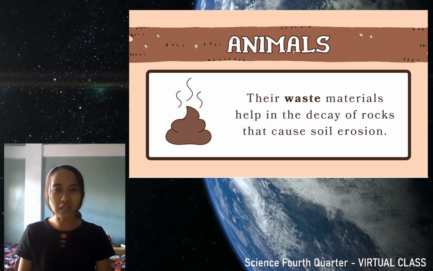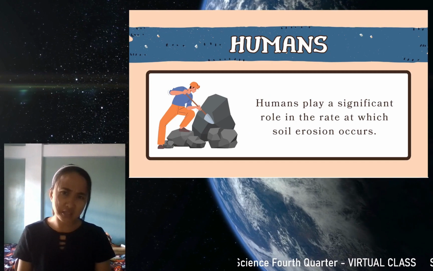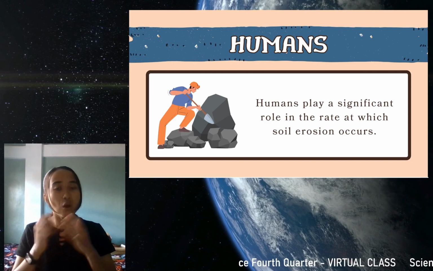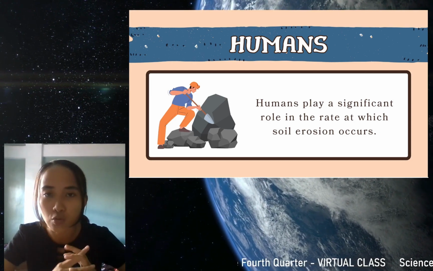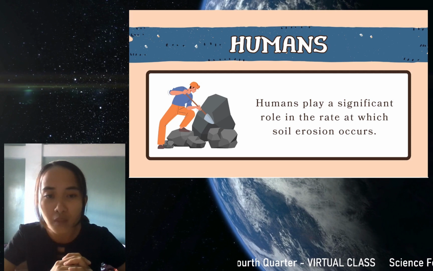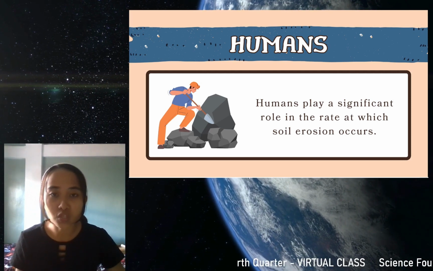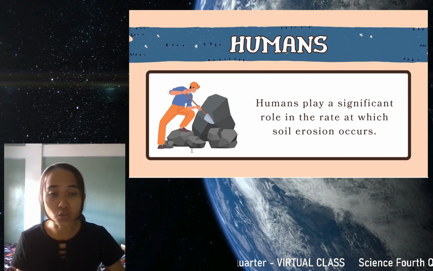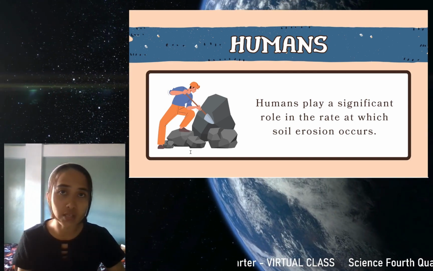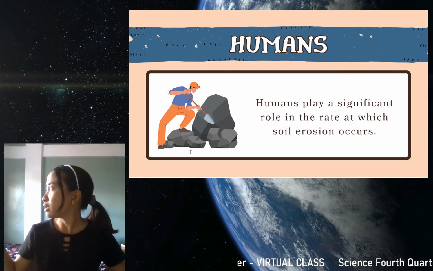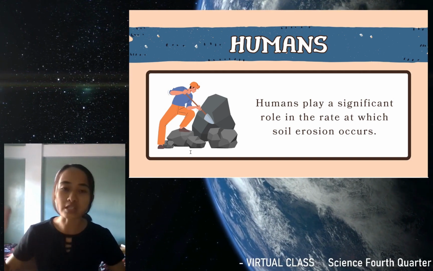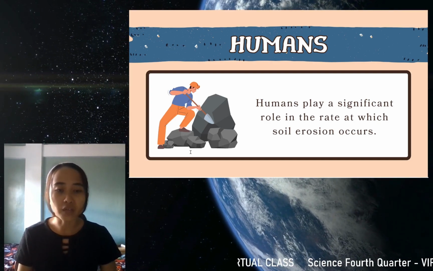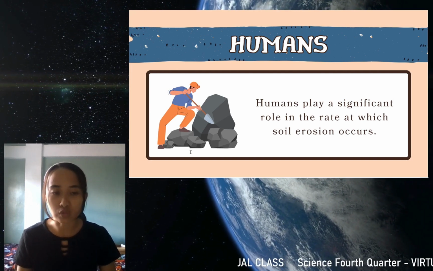Let's move on to the next agent of soil erosion, humans. Again, same with weathering, one of the agents of soil erosion are the humans. Humans play a significant role in the rate at which soil erosion occurs. We are all aware that erosion is a natural occurrence, di ba po? Ibig sabihin ng natural occurrence, even without humans, even without animals, just the nature itself, erosion can happen. However, we cannot deny that humans play a significant role in the rate at which soil erosion occurs.